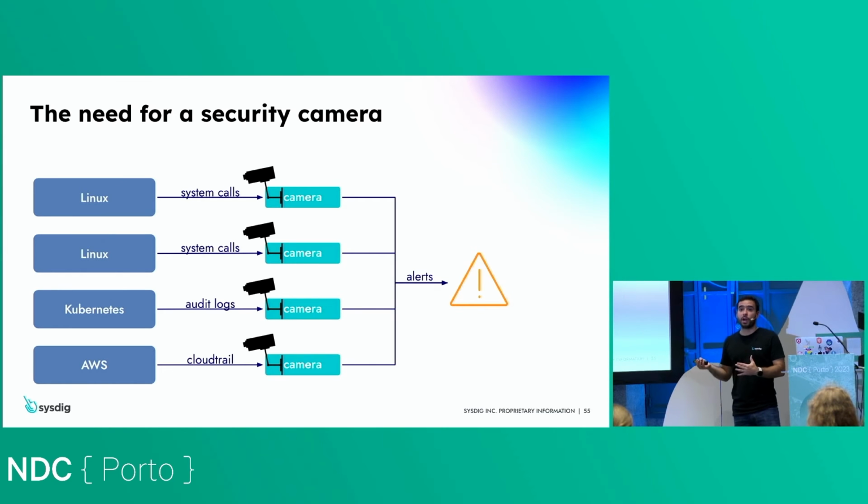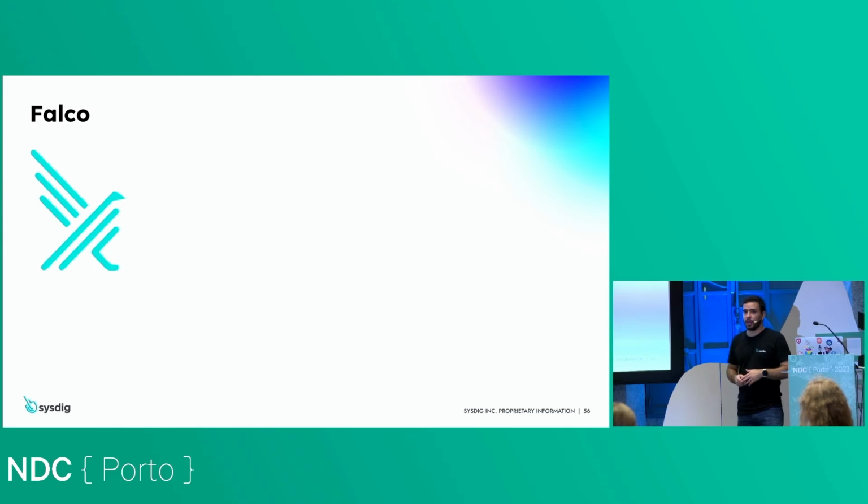Another problem that we have nowadays is noise. It's basically people being flooded with too much information. So you need to have a good security camera to collect events, but you also need to have a good filter. And that's where Falco comes in. That's the open source project that I work with, right?